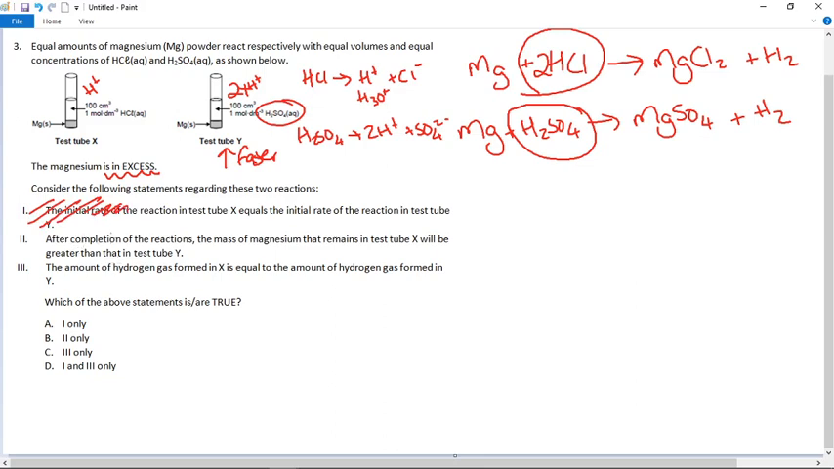After completion of the reaction, the mass of magnesium that remains in test tube X will be greater than in test tube Y. No, this is not going to be true because we've actually put in more moles of hydrochloric acid to get the same amount of product out. So question 2, no, wait, am I talking nonsense? Let me have a look here. After completion of the reaction, the mass of magnesium, I think I was talking nonsense, that remains in test tube X will be greater than in test tube Y.